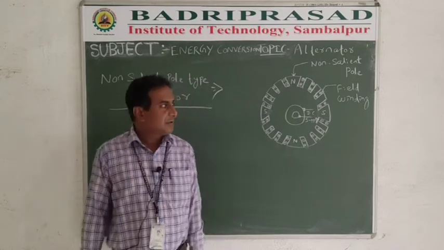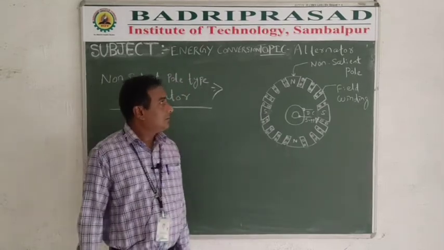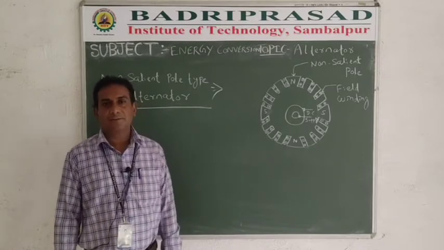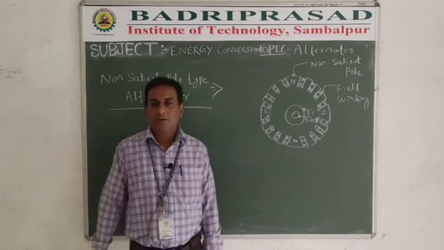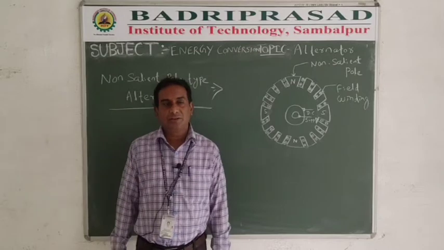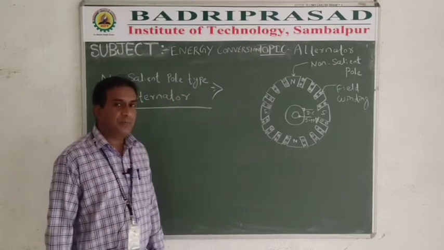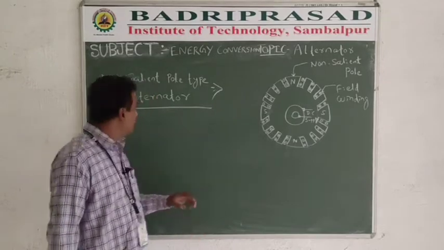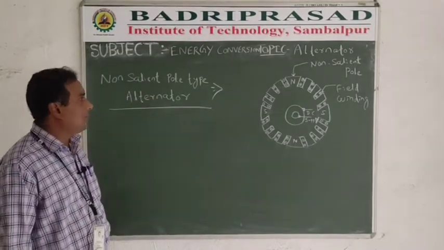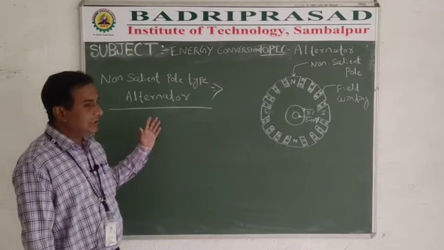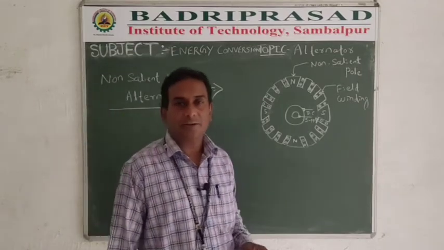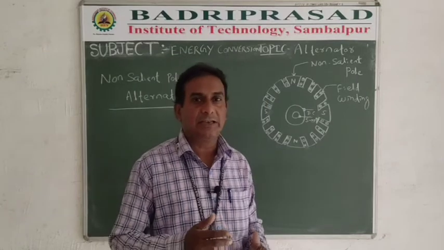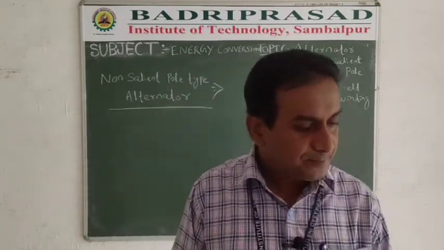In today's class, I will discuss the chapter of alternator in the subject of energy conversion. In the previous video, I had already discussed all about the salient pole type alternator. In today's class, I will discuss all about the non-salient pole type alternator. So what is a non-salient pole type alternator? Non-salient pole type alternator means smooth cylindrical pole type alternator.